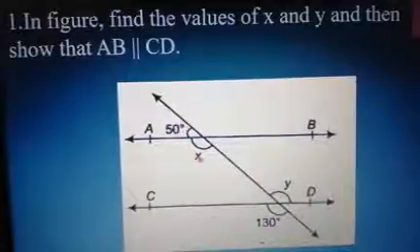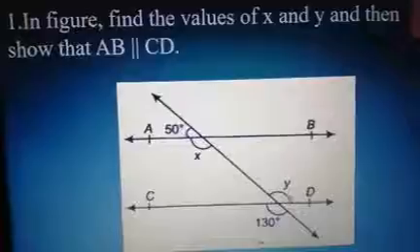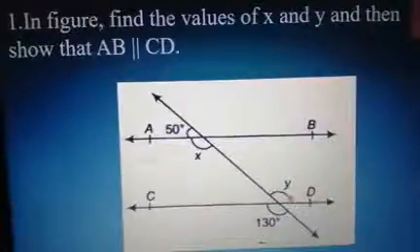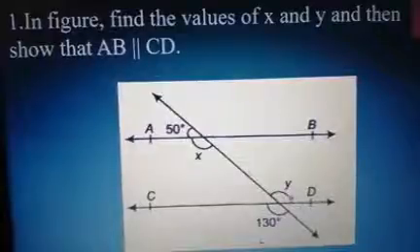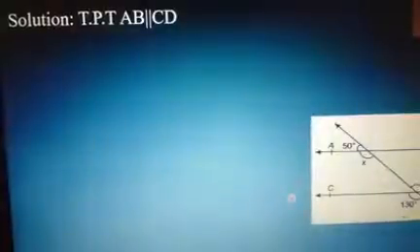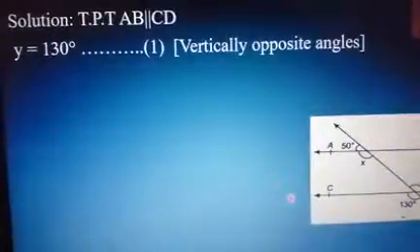So the value of x is 130 as well as the value of y is also 130. So alternate interior angles are equal, therefore the lines are parallel. So that's what I'll be writing in my next slide. Okay, so you can just see that. So y is equal to 130. Directly I am writing because they are vertically opposite angles.